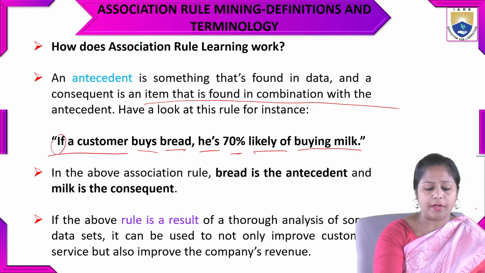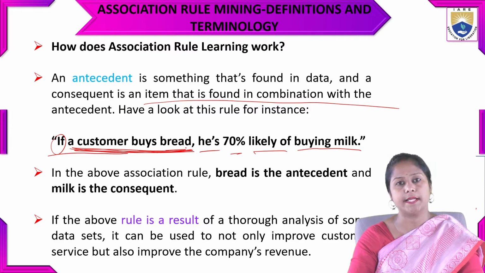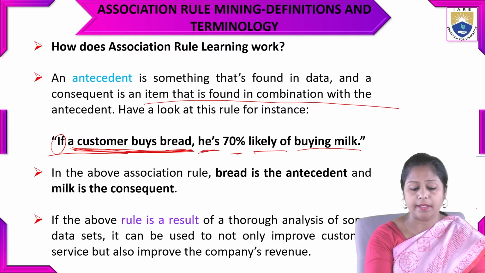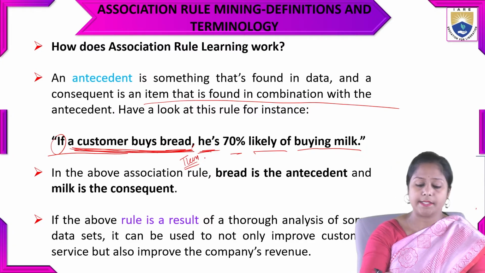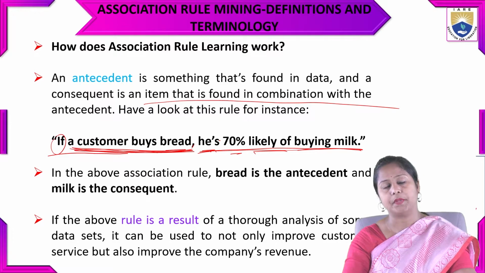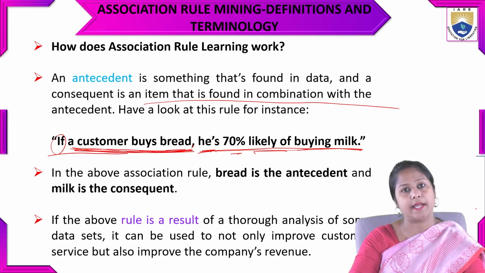So after "if", a customer buys bread, so this will come as the antecedent, right? And after that comes "then". It's not written here, but the comma means the "then" is there. So then he is 70% likely to buy milk, and that will come as the consequent. So in the above association rule, bread is the antecedent and milk is the consequent. What are we giving as input and what output are we having? That will be the antecedent and consequent.